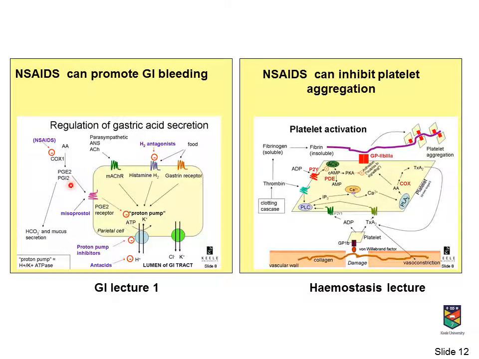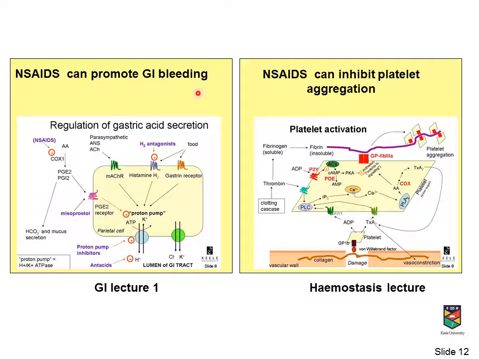At the same time, other prostaglandins can regulate the production of bicarbonate and mucus secretion, and because that's protective to the GI tract, when we lose that by inhibiting cyclooxygenase, that can potentiate the damage induced by the more acidic environment. So you can see then that NSAIDs can promote GI damage, and that can actually lead to GI bleeding.